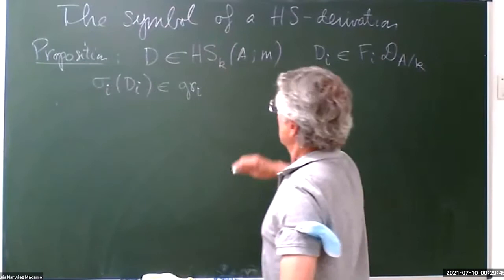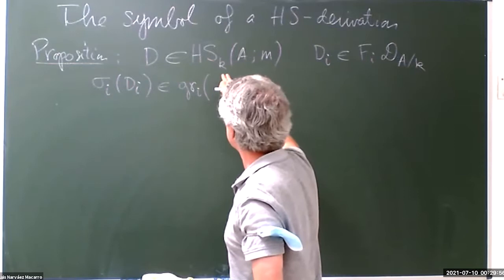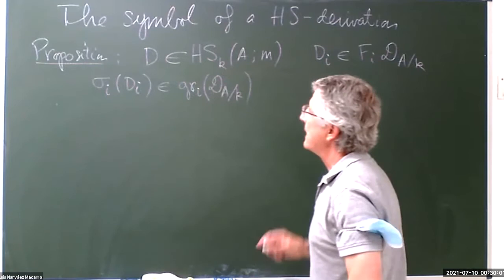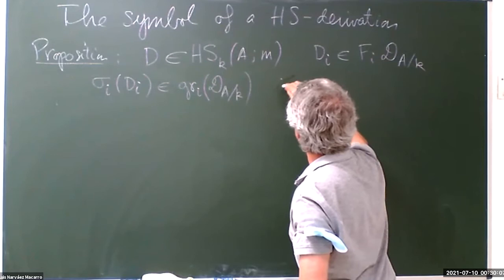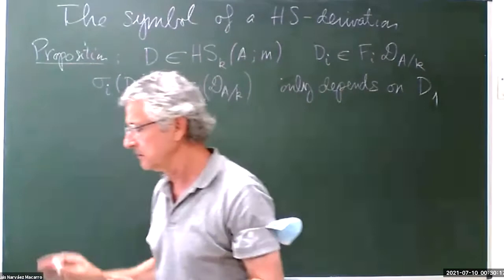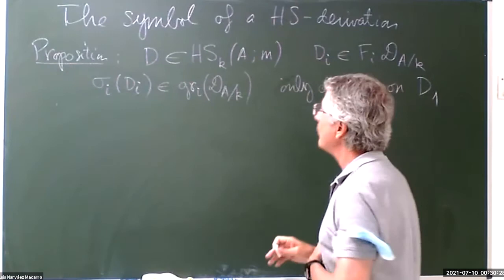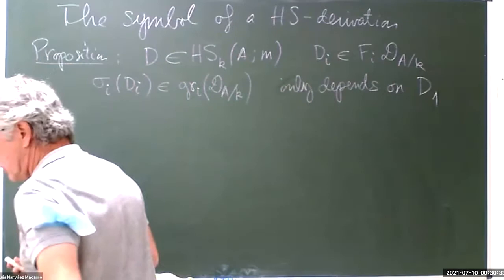Okay. So the i-symbol of D_i belongs to the i-th component of the associated graded ring. And what is interesting is that it only depends on D_1. So you start with any Hasse-Schmidt derivation and you take the symbols of each component, and they only depend on D_1, the component of order one. This is something easy to see.